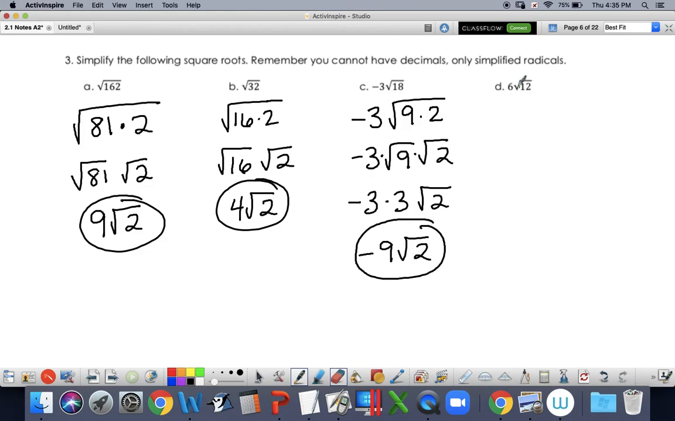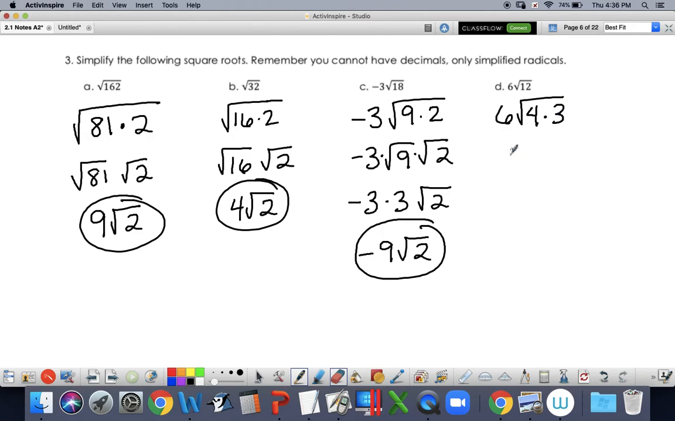Last but not least, we have this one here, right? I'm going to keep the 6 along for the ride. If you'd like to pause and try this on your own before I do it, go right ahead. I'm going to break this apart into its perfect squares. Now, some of you may see 12 and think 6 times 2. But 6 and 2 are not perfect squares.